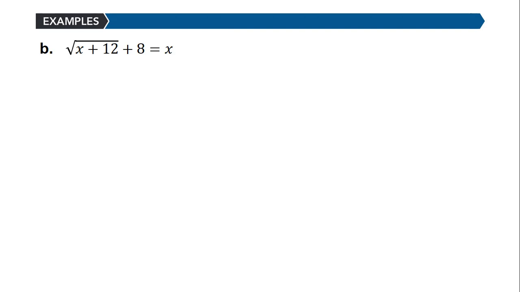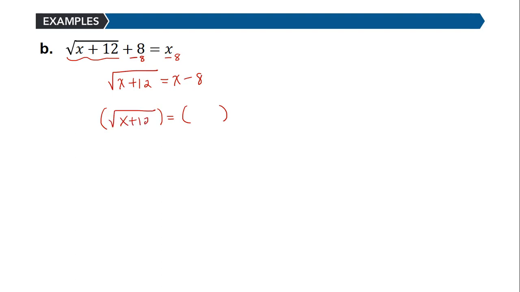Example B, I have the square root of x plus 12, plus 8 equals x. The first step is to isolate the square root expression. So I have the square root of x plus 12 is equal to x minus 8. Right, I have to subtract 8 from each side. And now we have the radical isolated. To remove the radical, I have to raise each side to the exponent of 2. So on the left, I have the square root of x plus 12 all squared is equal to x minus 8 all squared.